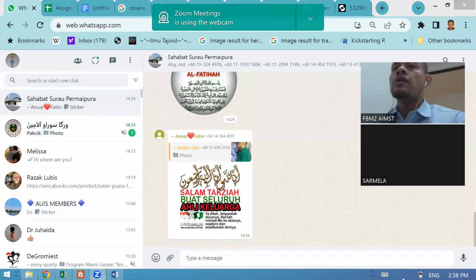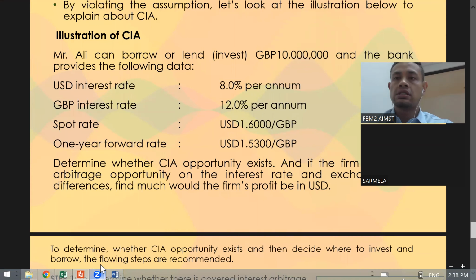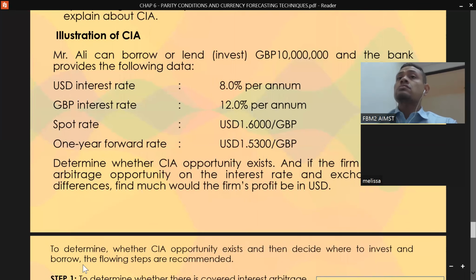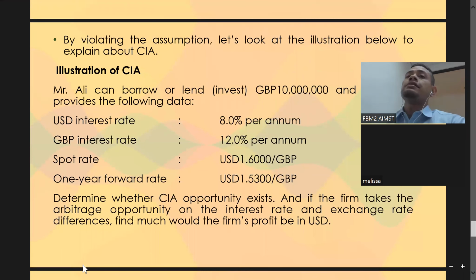So now we're going to start on interest rate parity. In our final paper, you can see the slide again, right? Yes, sir. In your LMS you can get this slide.